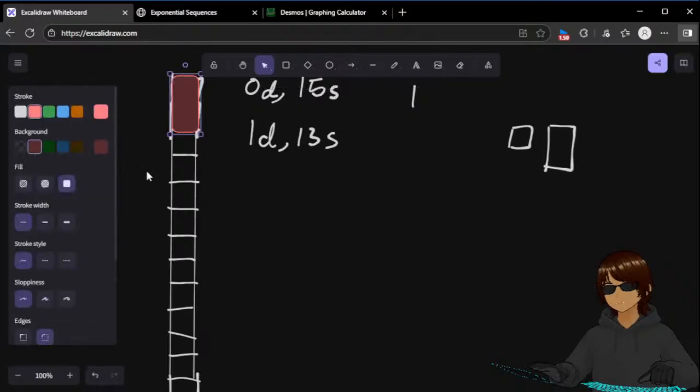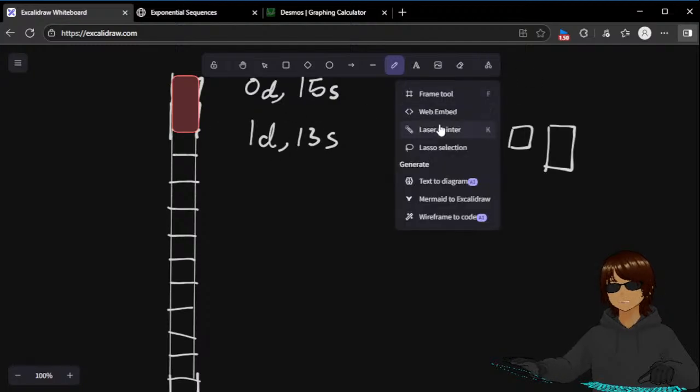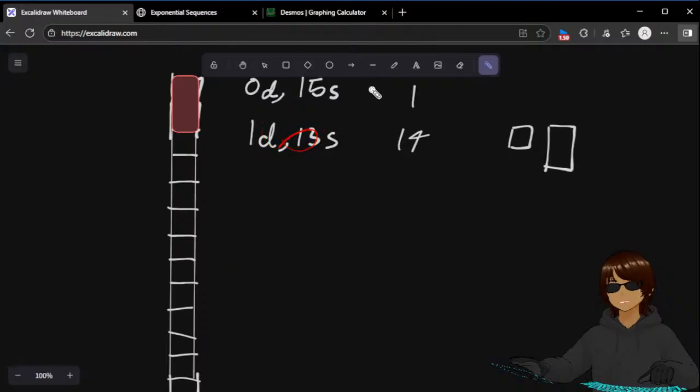So you can have a domino here, and it can be at position 1, 2, 3, 4, 5, 6, all the way to 14, right? So there are 14 ways of doing this. Okay.